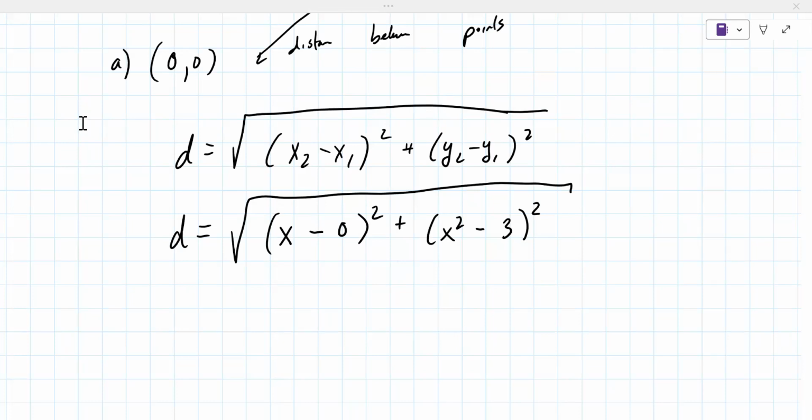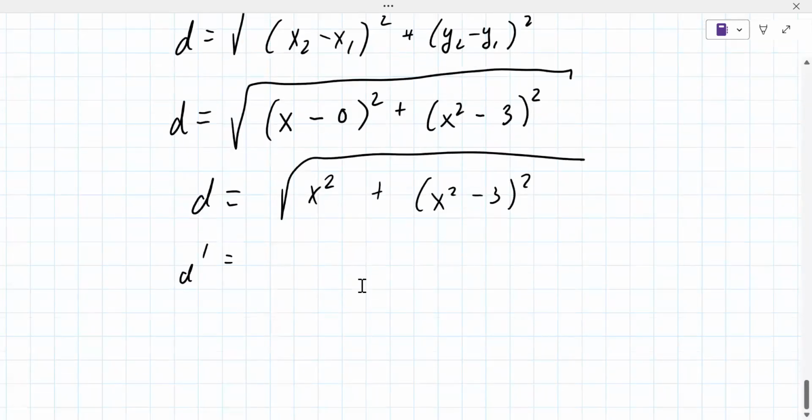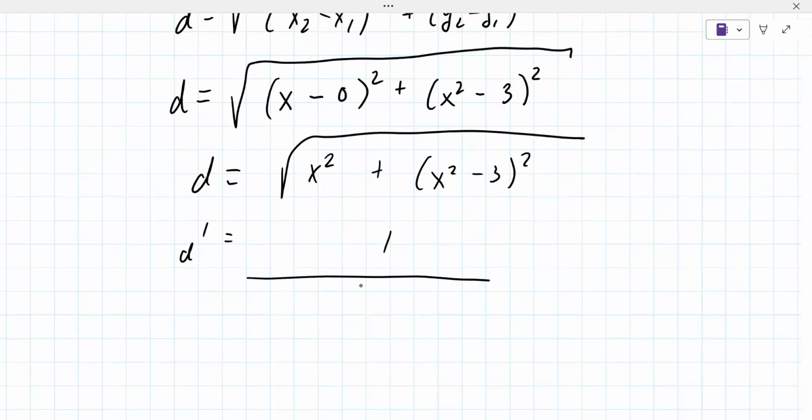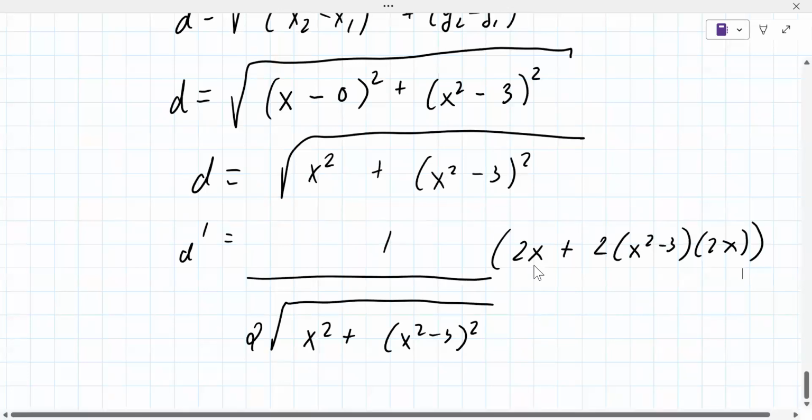So if we were to do this by hand, it would be x squared. When you FOIL this, well, actually, we don't need to FOIL it for what we're trying to do here. You would then need to take a derivative. It looks bad, but some of it doesn't matter. So it's 1/2 over the square root of x squared plus (x squared minus 3) squared. This part actually doesn't matter. Then you take the derivative of the inside function: 2x plus 2 times (x squared minus 3) times 2x.